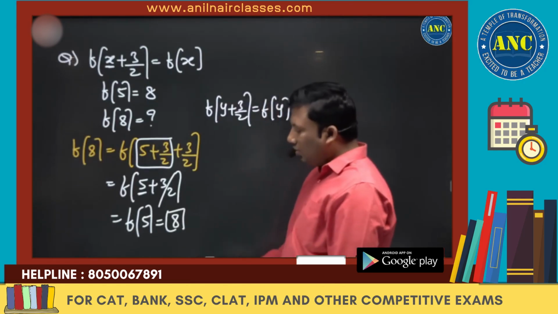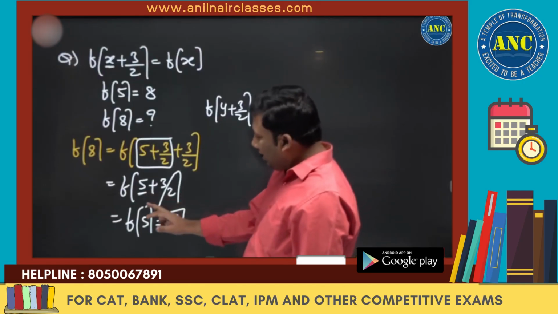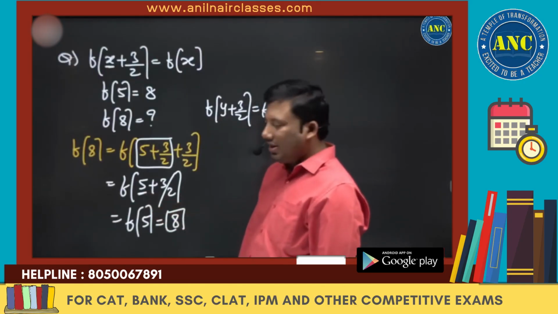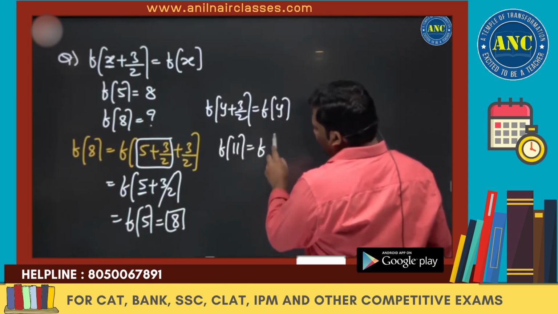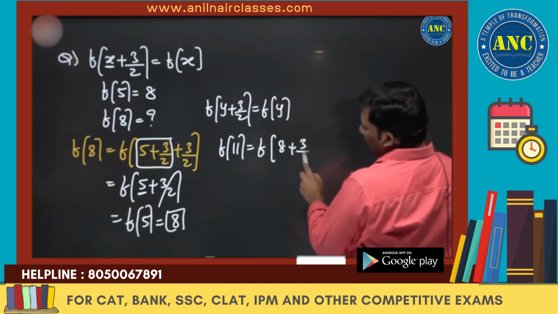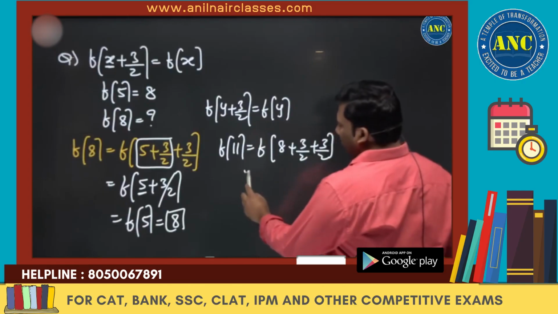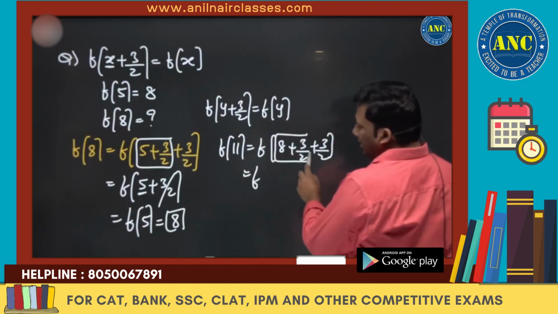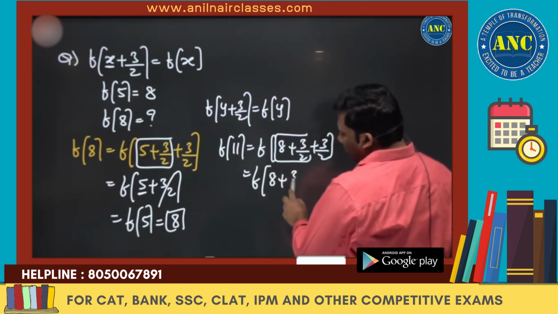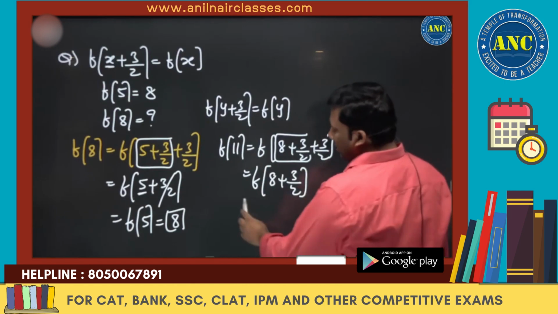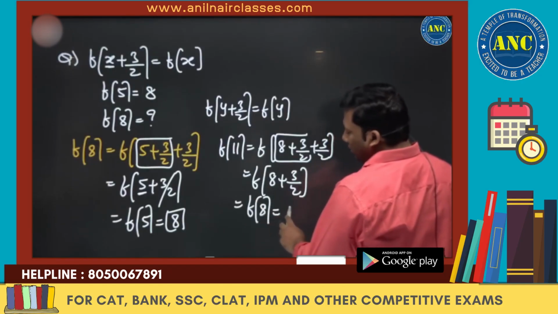If you observe, not only is f(8) equal to f(5), which is 8. I hope the idea is clear. Let me do f(11). f(11) will become f(8 + 3/2 + 3/2). If I call it z, f(z + 3/2) is f(z). It is equivalent to f(8 + 3/2), so it is equivalent to f(8). f(8) is equivalent to f(5).